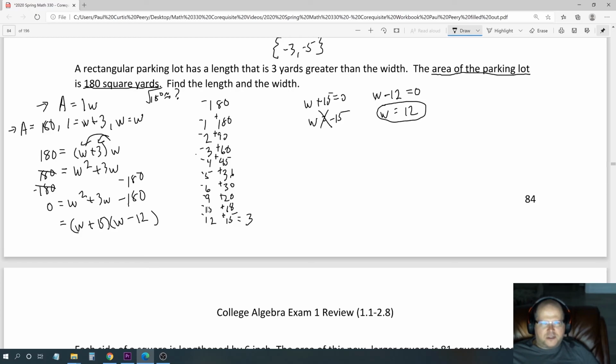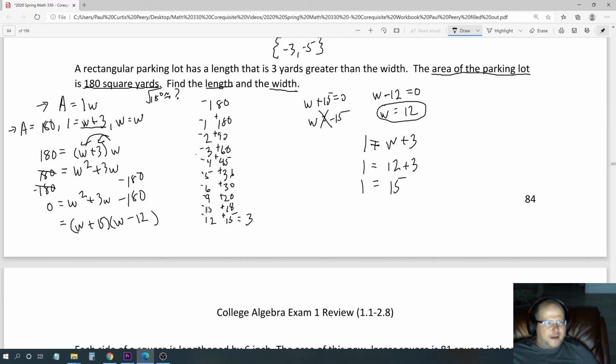Now, there's a problem, though, because it wants to find not just the width, but the length. We know that the length is equal to width plus 3. We have it defined over here at the very beginning. So we can say length is equal to 12 plus 3, which simply means length is equal to 15.